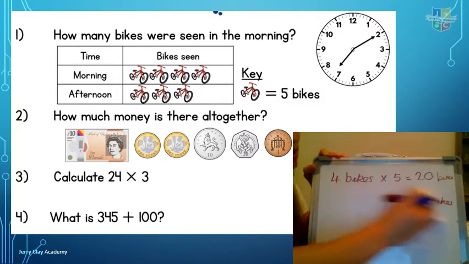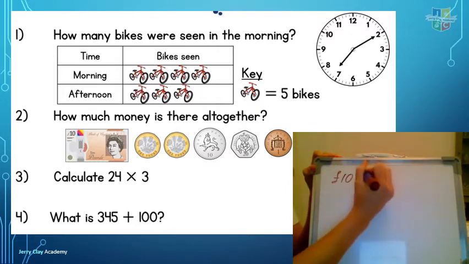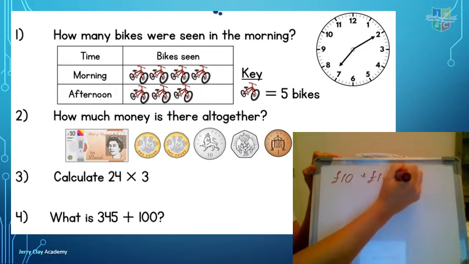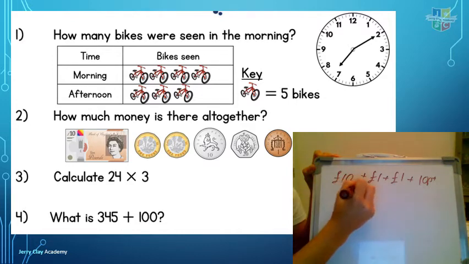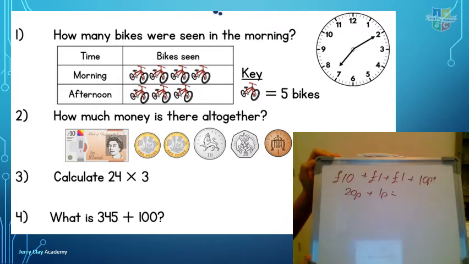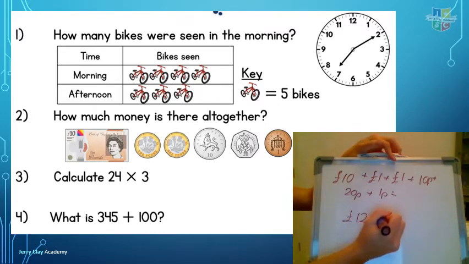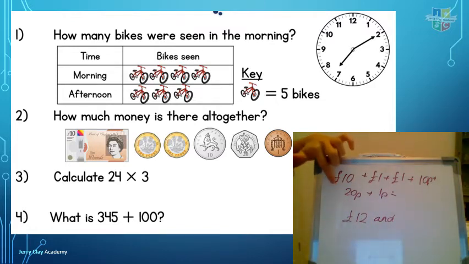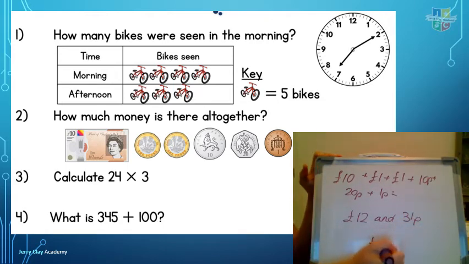Okay, number 2, look at how much money there is. So we've got a £10 note, sorry. We want to have a pound, add another pound, add 10 pence, add 20 pence, add 1 pence, and we want to add them all together. If I add my pounds first, I've got 10, 11, 12, so I've got £12 and 10, add 20 is 30, add 1 is 31 pence. You could have also wrote it as 12.31, and remember we don't need the pence sign.